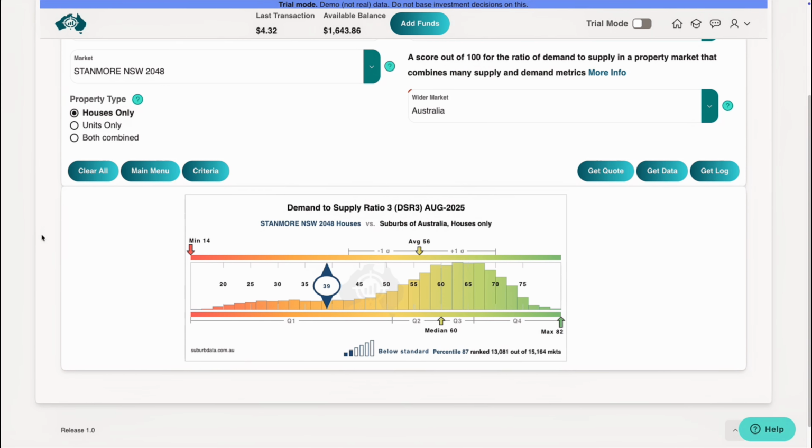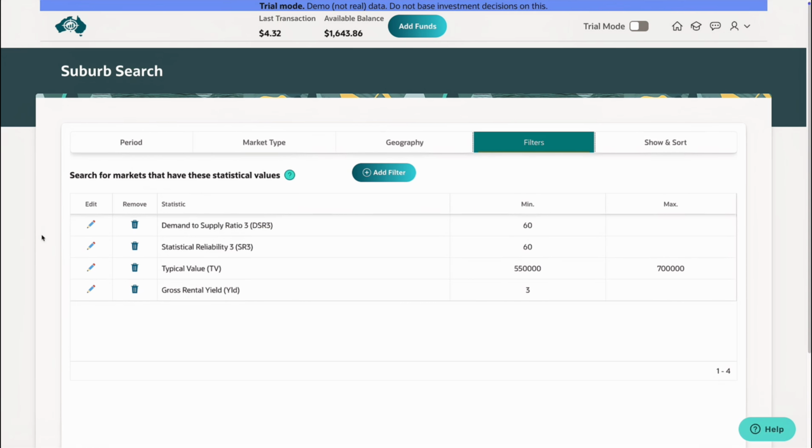In Suburb Search, there is an area in the criteria where you specify filters. This will narrow down your search to suburbs that match those filters, like your price range. You can set a maximum value in dollars that you can afford to buy. You can also set other filters like a minimum yield. And the other we recommend is statistical reliability. It's a measure of how reliable the DSR is for a market. You might find high DSR markets where the data is sketchy.